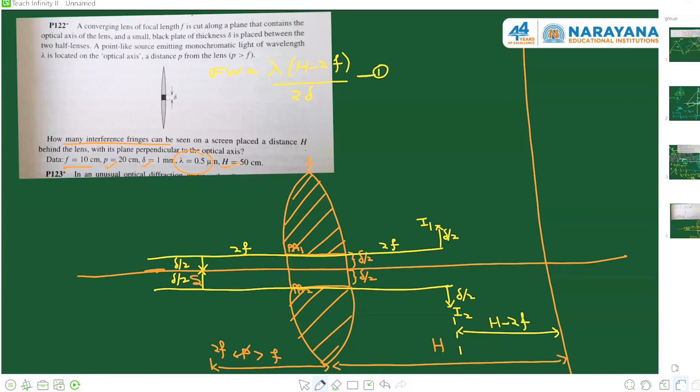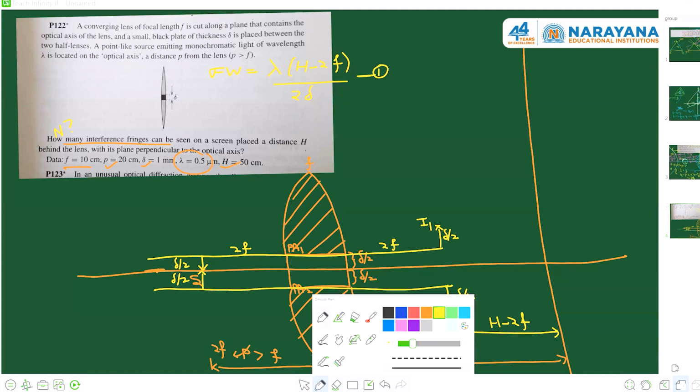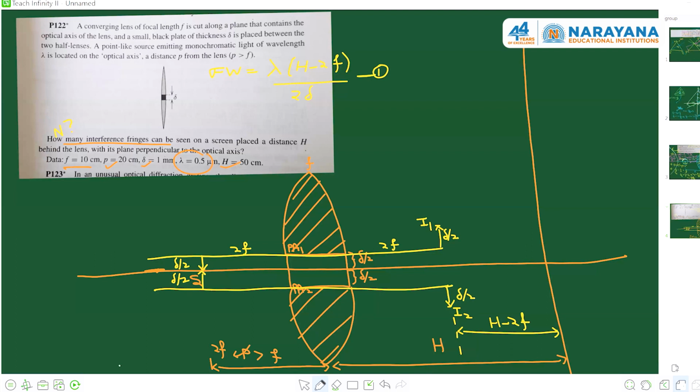Now, the concern is the number of fringes on the screen. So, first of all, when you look into the flux, all the energy which is incident on this upper lens, all the energy.